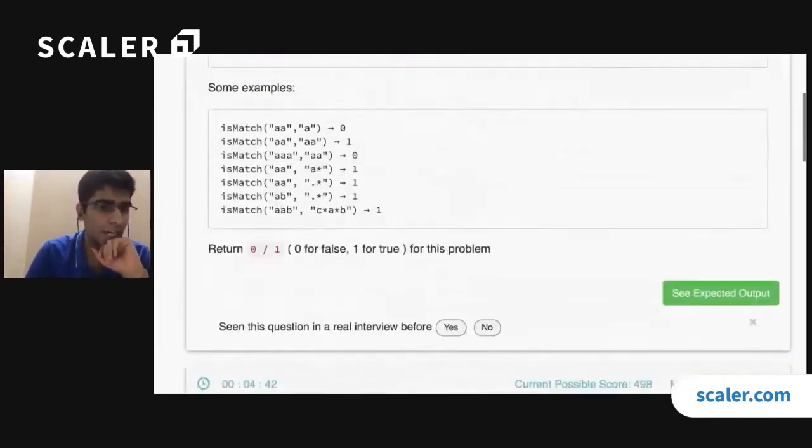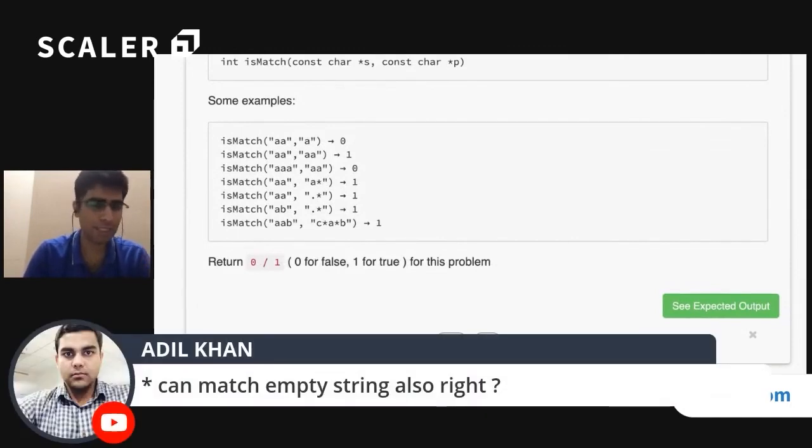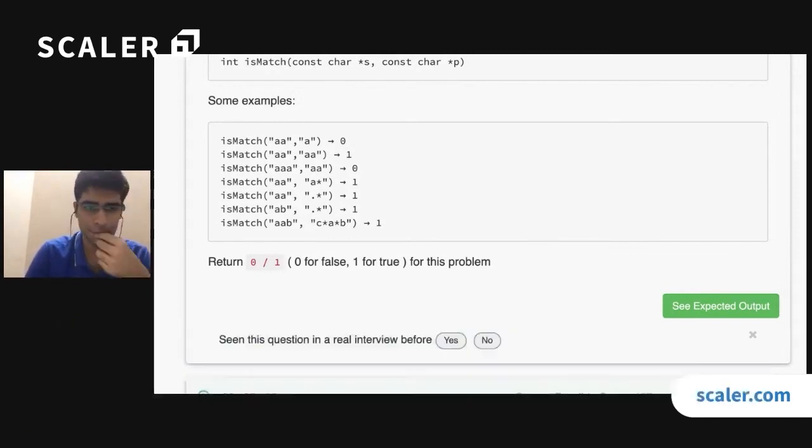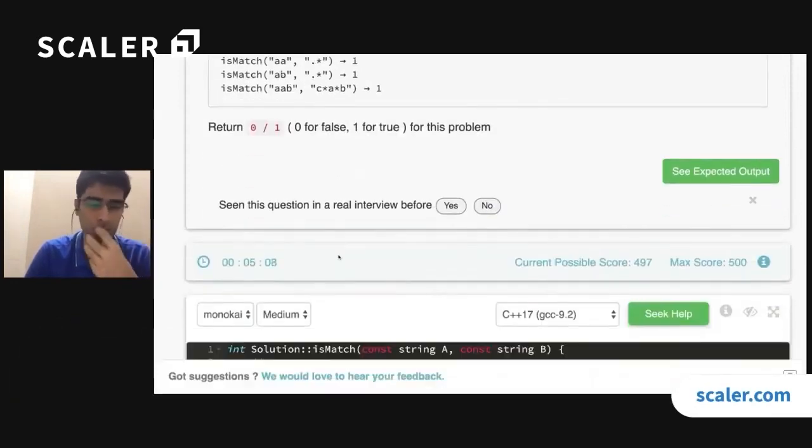But I think, if there is only a star, then that means there is no preceding element. Okay, so Adil, if there is only a star, that means there is no preceding element. Then the pattern is invalid actually, because a star is valid only if there is a preceding character. So I think then your pattern will actually be invalid. That is what I hope, but let us see.